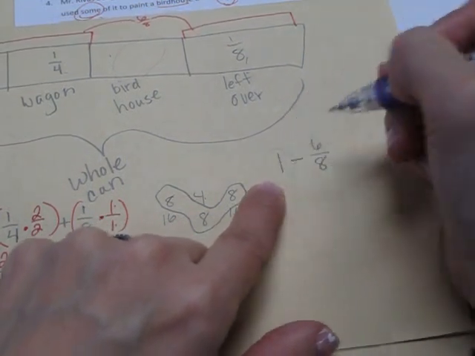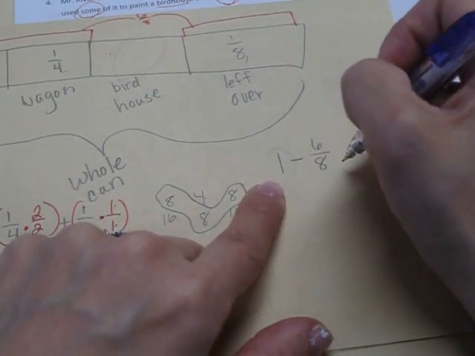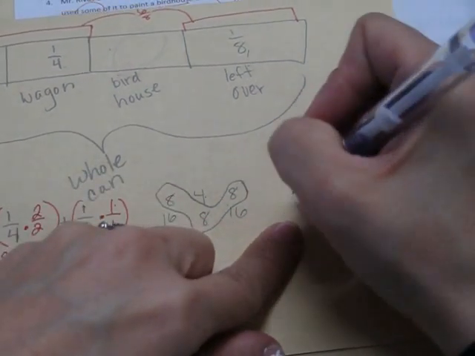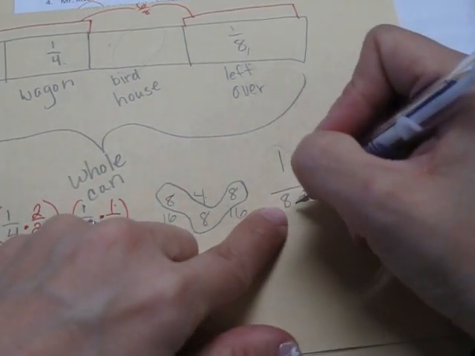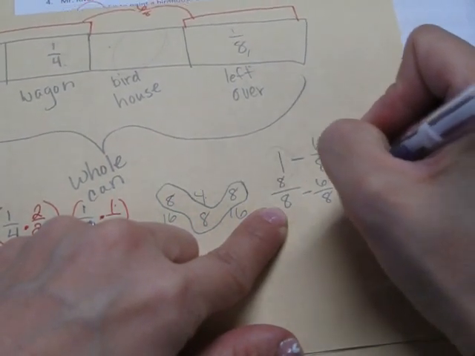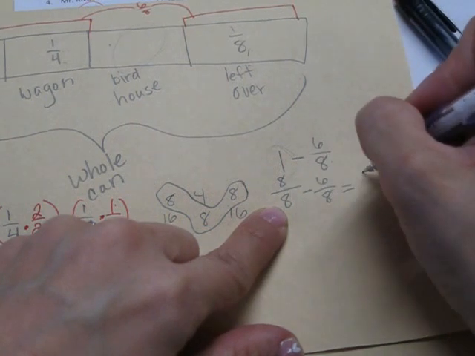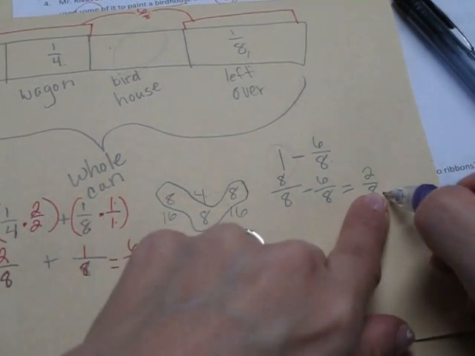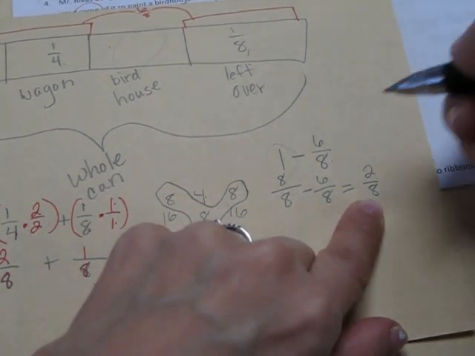Well, I can't subtract it with it being a 1, so I'm going to change it to a fraction. And because this denominator is 8, I'm going to keep my denominator 8. And if I have all of the 8, I'm going to have 8/8 minus 6/8, which equals 2/8. Okay? However, remember, because this can be simplified, we need to simplify it.